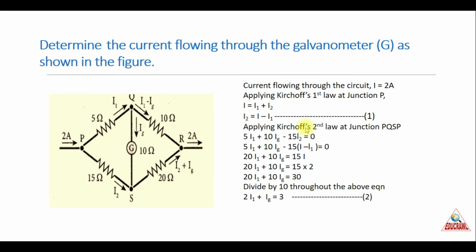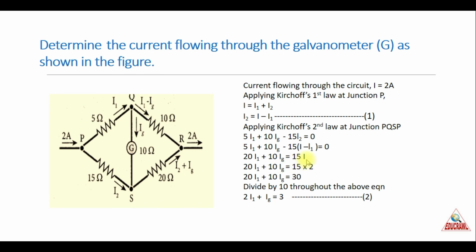Applying Kirchhoff's second law to the loop PQSP, that is the first small triangle I have taken, here I am applying Kirchhoff's second law. So we get 5I1 plus 10Ig minus 15I2 is equal to 0. Here, instead of I2, you have to substitute equation 1, which is I minus I1. When you substitute and simplify, it is a normal simplification, you get the equation as 20I1 plus 10Ig is equal to 15I.